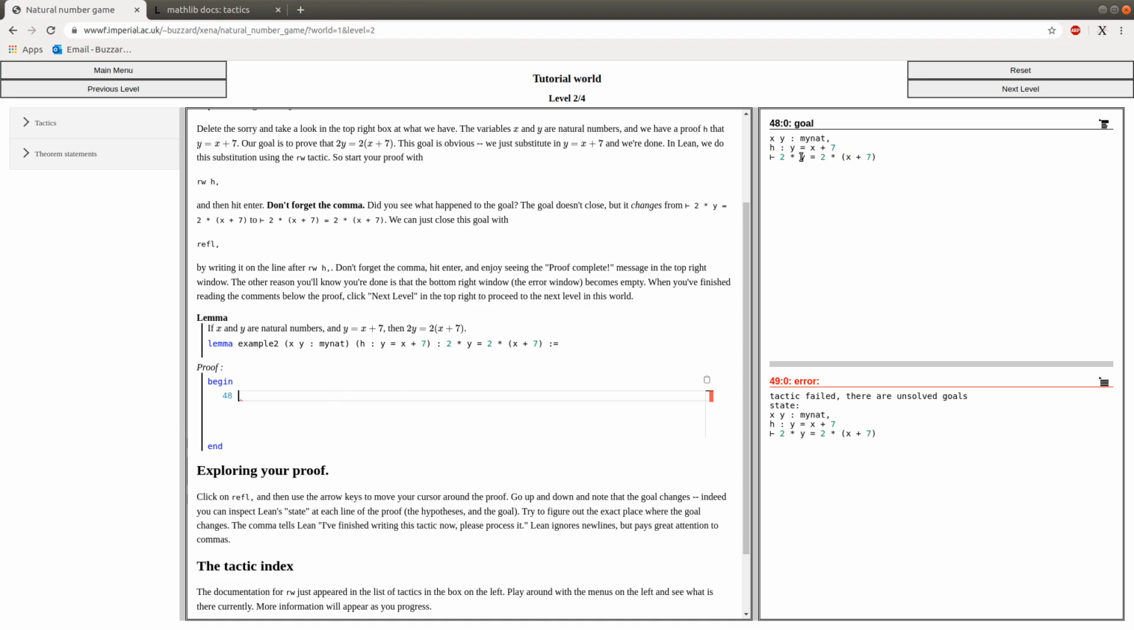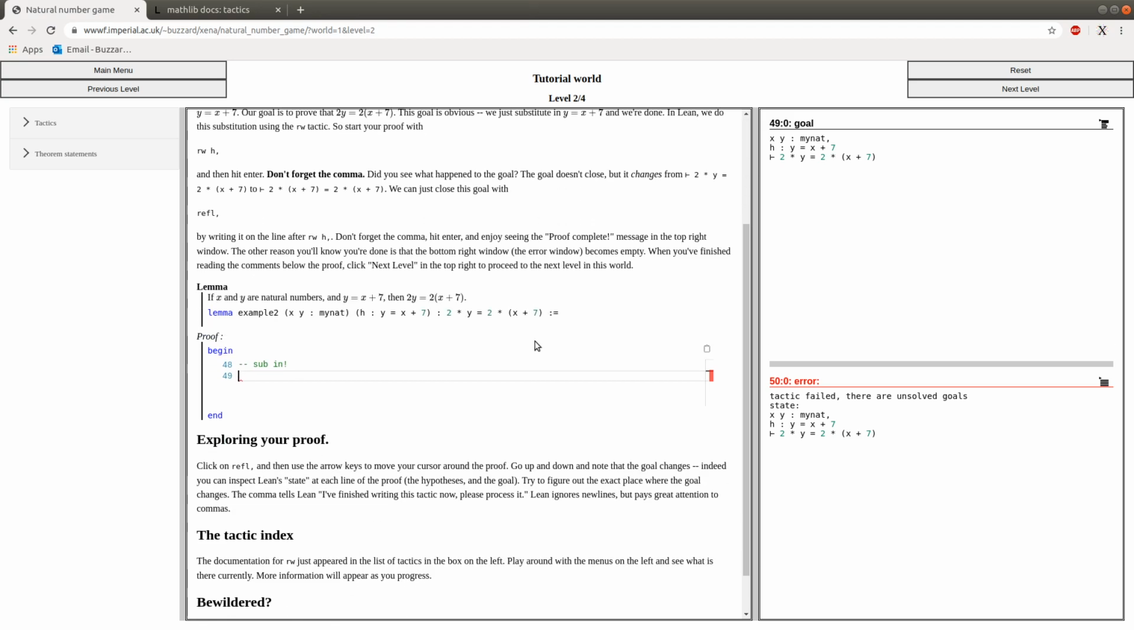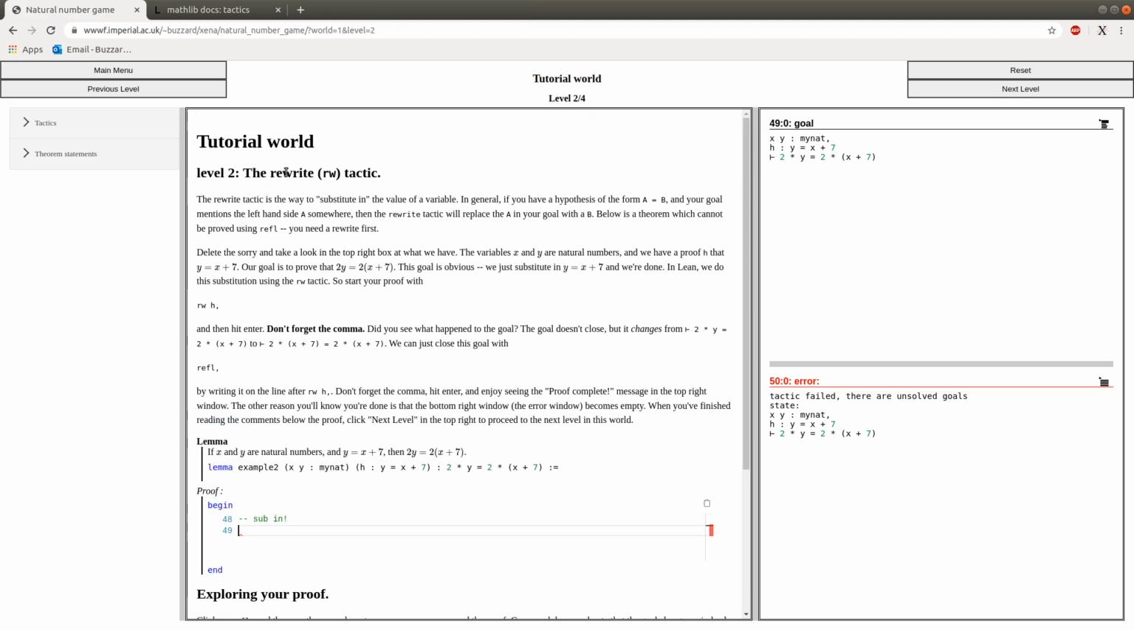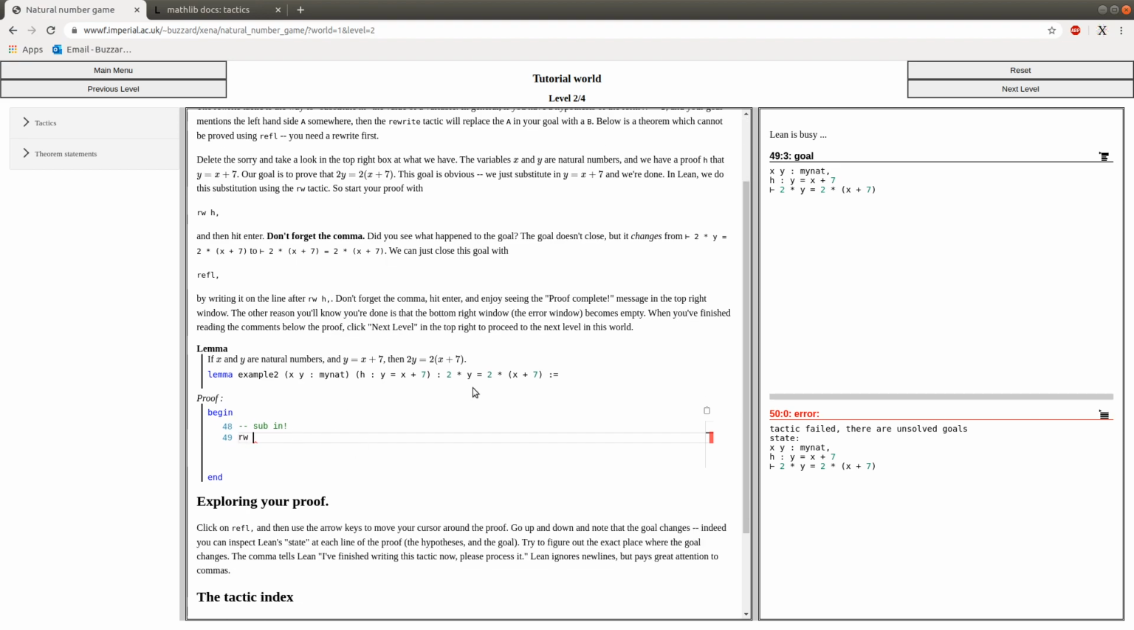So the way we need to do that is to sub in. This tutorial level tells you that the way to do substitution is the rewrite tactic. So we can do rewrite h there, and that replaces the left-hand side of h with the right-hand side.